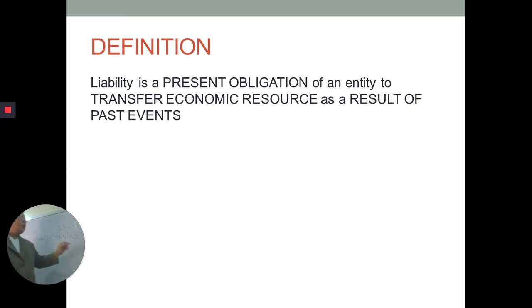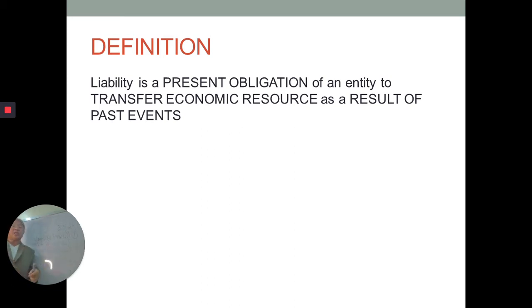Okay, and number two, the definition says that it would require a transfer of resource. So there's going to be a transfer of resource from the entity to another entity. And the third one is that it is what? It is a result of a past event. So there is a liability because of a past event. Okay, so these are the three important points that we have to understand about the definition of a liability.